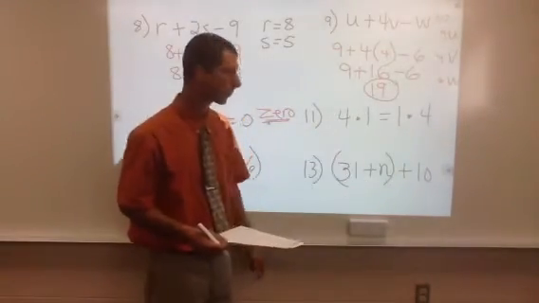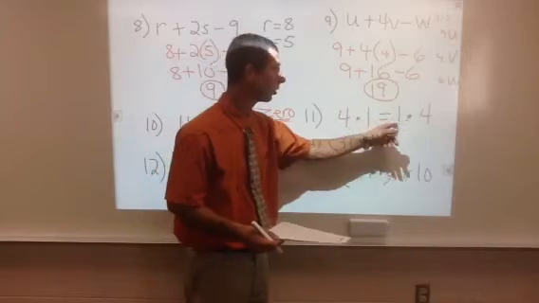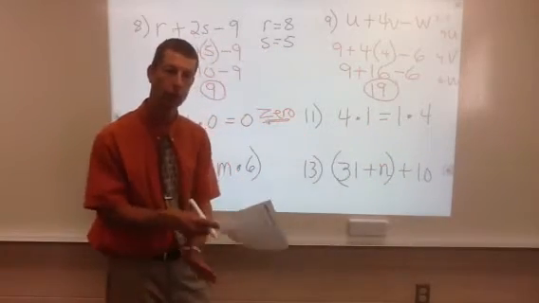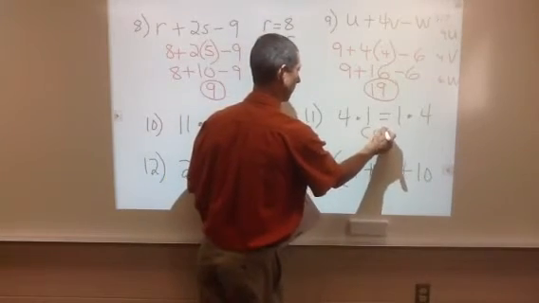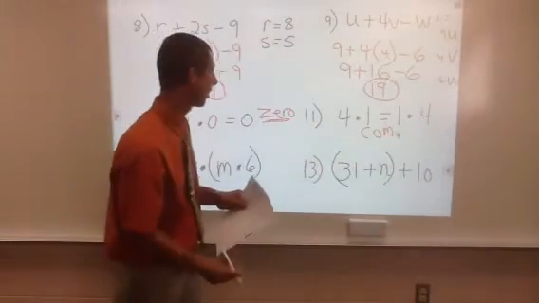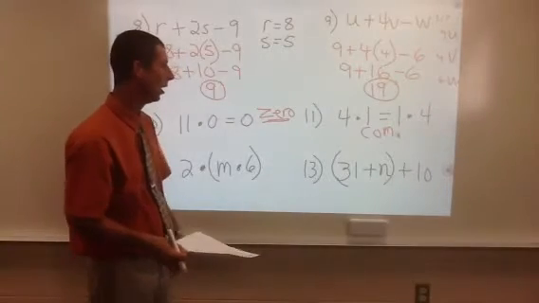This one here, 4 times 1 is equal to 1 times 4. The order is just switched, okay, and that's commutative. Okay, so that one's commutative property, this one was property of 0.